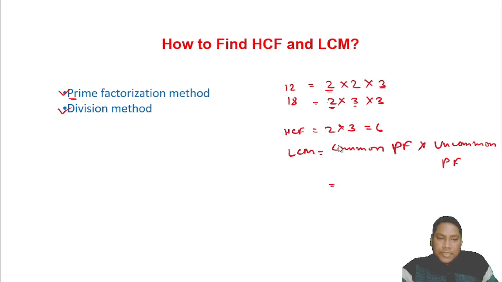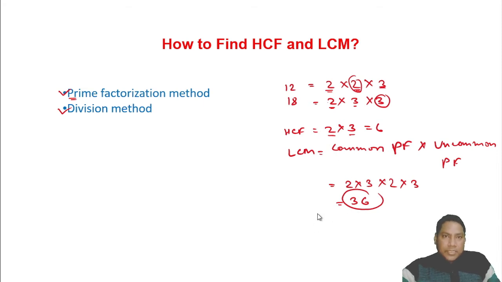The common prime factors are 2 and 3. We will write 2 and 3, and the uncommon prime factors here are again 2 and here also 3. We will multiply 2 and 3 by 2 and 3. This will become the LCM of 12 and 18. If we multiply, 2 times 3 is 6, 6 times 2 is 12, 12 times 3 is 36. So the LCM of 12 and 18 is 36.